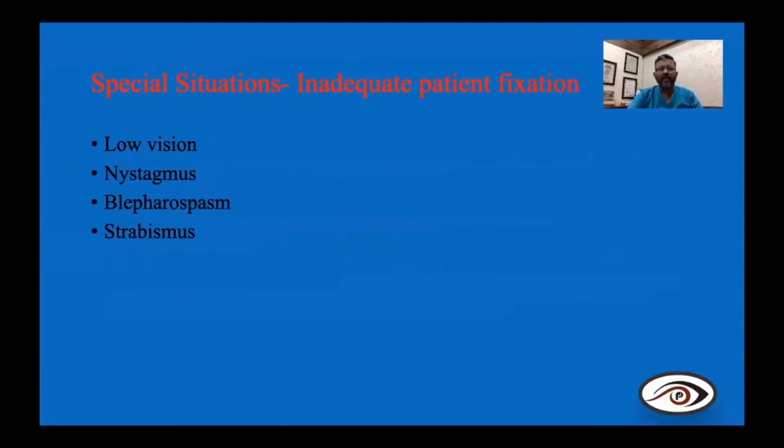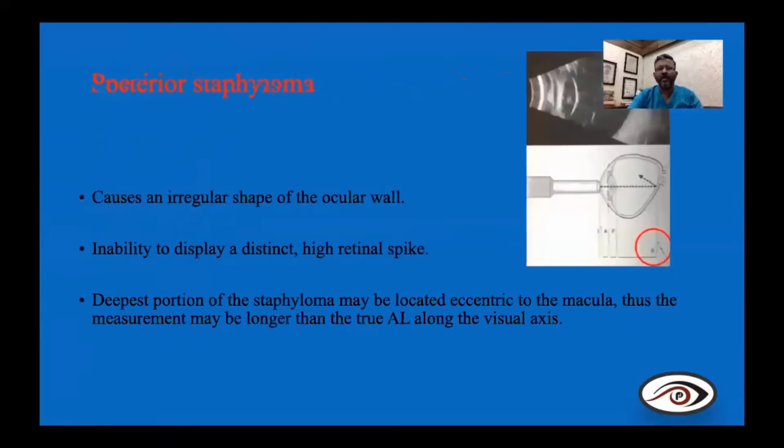Some special situations can have inadequate patient fixation, and measuring by ultrasound might become difficult. Patients with low vision, nystagmus or strabismus. With experience, you can get good measurements even with such patients. If not, like in nystagmus, you would rather do it after blocking the patient and do it in the OT itself.